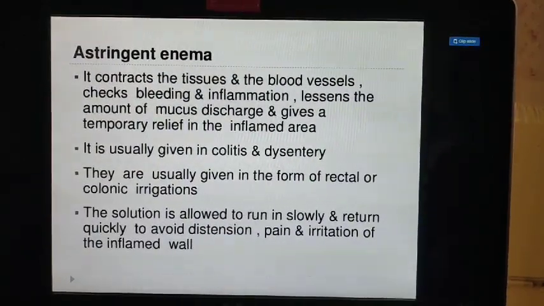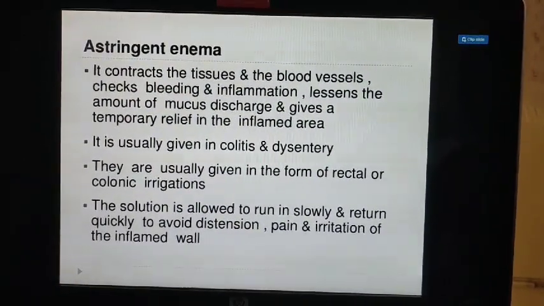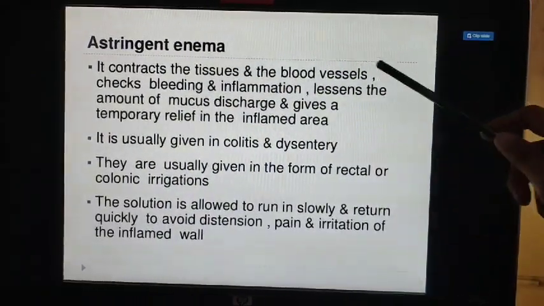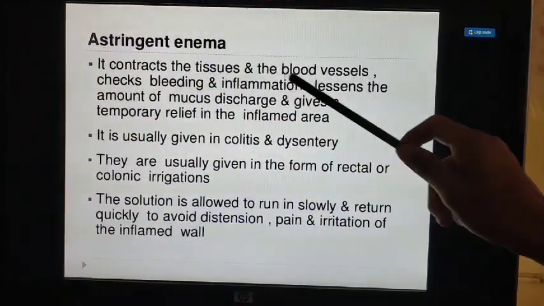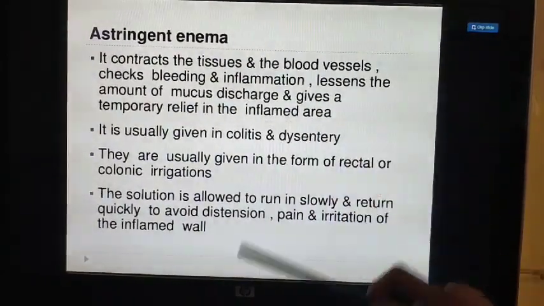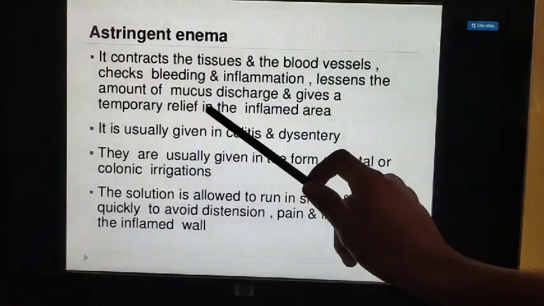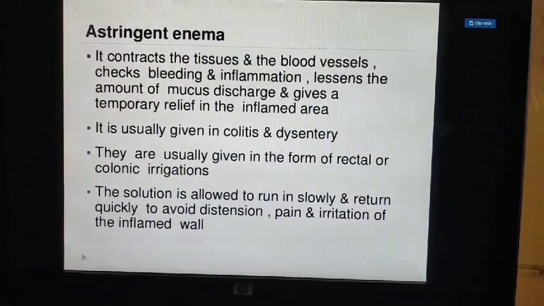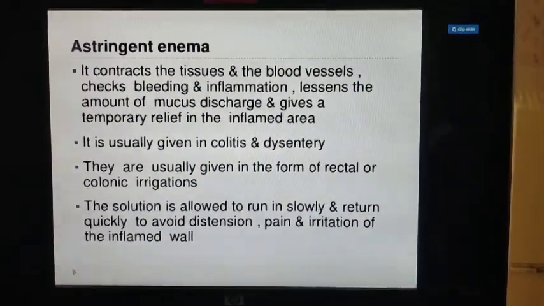Next one is astringent enema. What do we mean by astringent enema? It contracts the tissues and blood vessels, checks the bleeding and inflammation, lessens the amount of mucus discharge and gives temporary relief in the inflamed area. Usually it is given in colitis and dysentery.